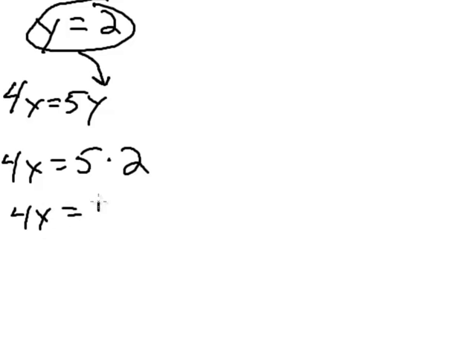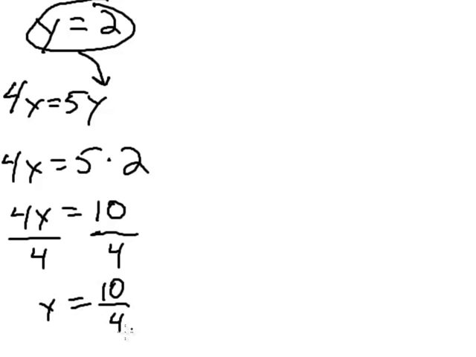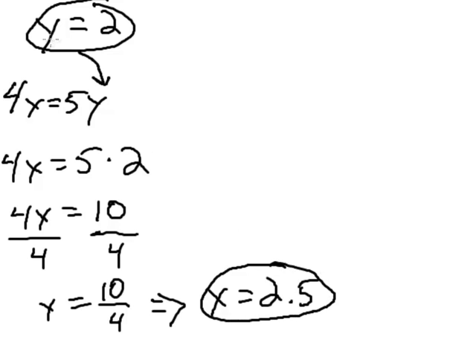4x equals 10. Divide both sides by 4. And x equals 10 over 4, or x equals 2.5. We've solved for x. We've solved for y. This is solving two equations with two unknowns. Thank you very much.